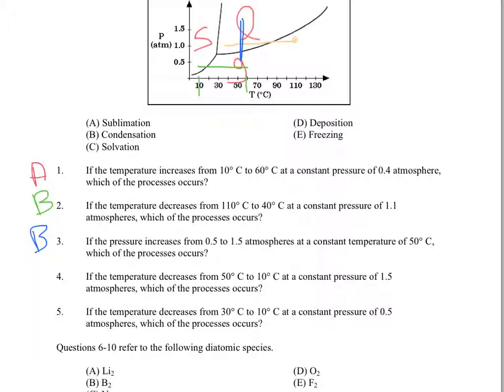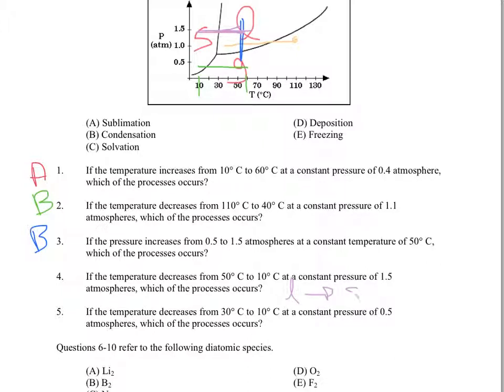It's condensation again, right? Okay. All right, if the temperature decreases, I'm going to change this to a purple color. If the temperature decreases from 50 to 10 at a constant pressure of 1.5. So we're starting at 50 and we're going to 10 at 1.5. What did you go from and to?